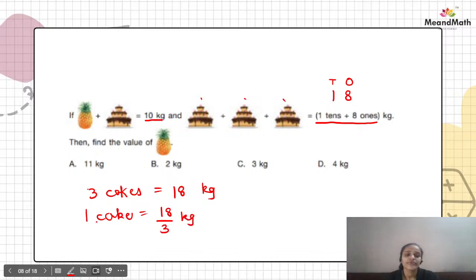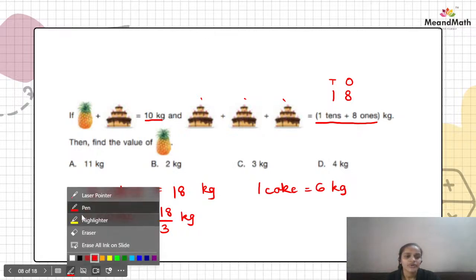Because we have to find out the value of one cake. If we find out the value of one cake, I will be easily able to find out the value of the pineapple. So the one cake is equal to how much? 18 divided by 3. That means it is equal to 6 kg. Now I have been able to find out the value of one cake. Okay, I already got an answer from Trijal. Good job, Trijal. Let's see whether your answer is right or not.